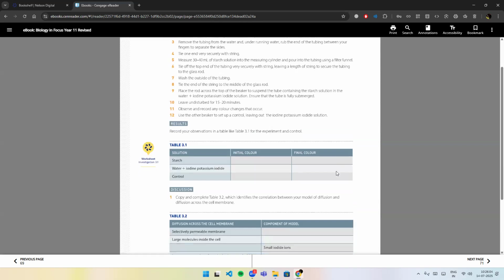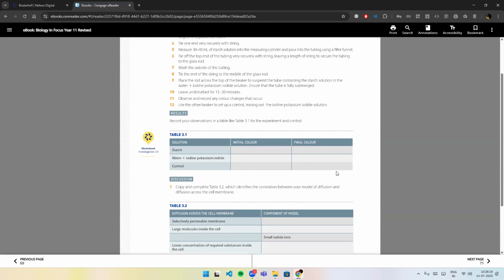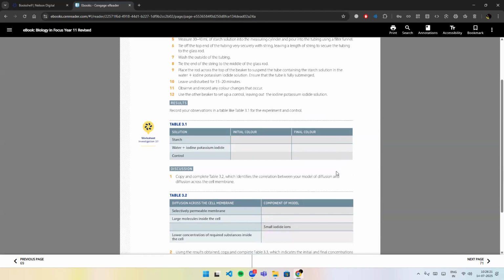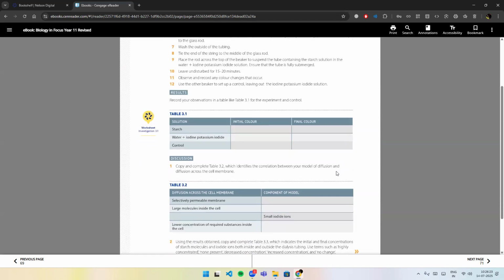Measure 30 to 40 ml of starch solution into the measuring cylinder and pour into the tubing using a filter funnel. Tie off the top end of the tubing very securely with string, leaving a length of string to secure the tubing to the glass rod. Wash the outside of the tubing. Tie the end of the string to the middle of the glass rod. Place the rod across the top of the beaker to suspend the tube containing the starch solution in the water plus iodine potassium iodide solution.